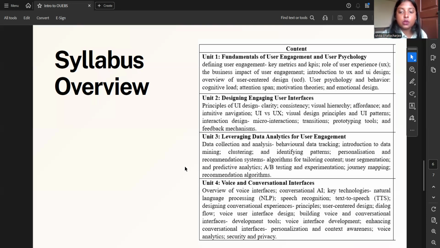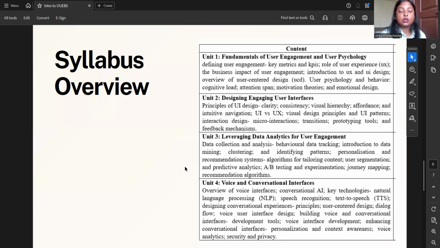Next, we are going to cover voice and conversational interfaces. Now, this is going to be a practical and very interactive session, because in this, we are going to actually perform, learn, and implement conversational AIs, which help us get users more engaged with our products. So this is the final unit, and in this we are going to understand the overview of voice interfaces, that is, conversational AI.